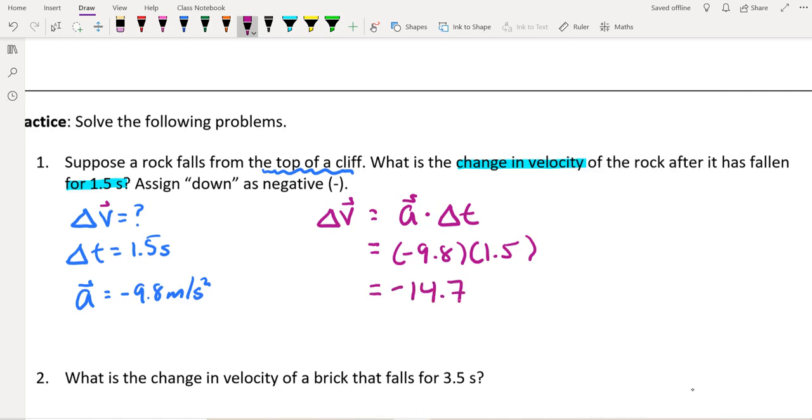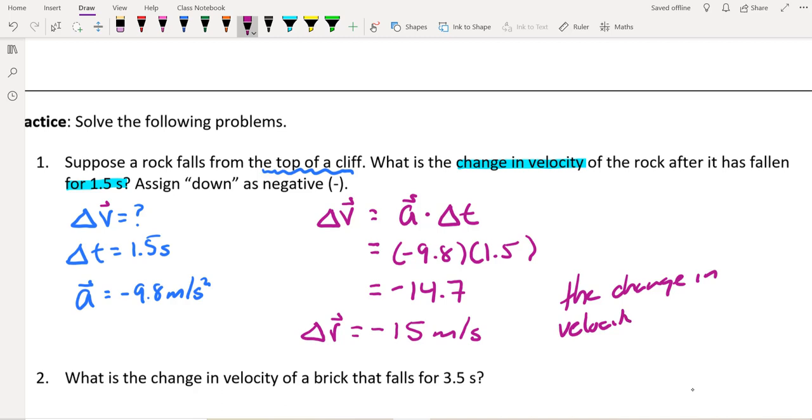Now all the numbers here have two significant figures, so our final answer is going to have two significant figures. So our change in velocity is negative 15 meters per second. Or we can say the change in velocity is 15 meters per second down.